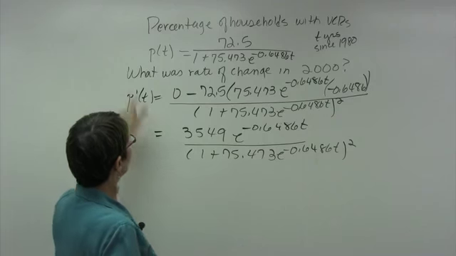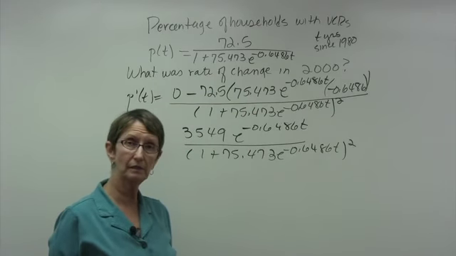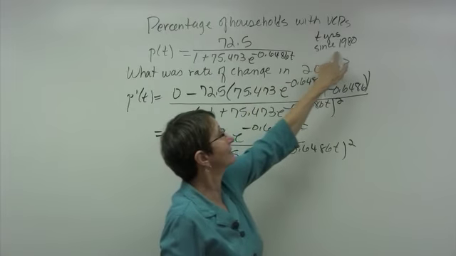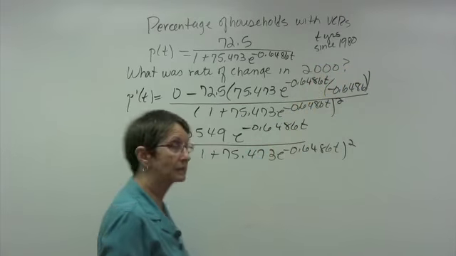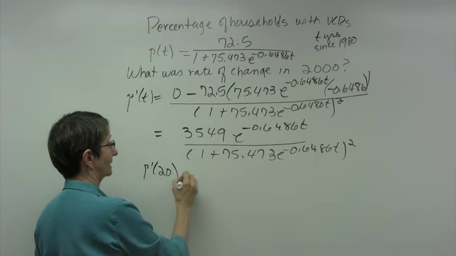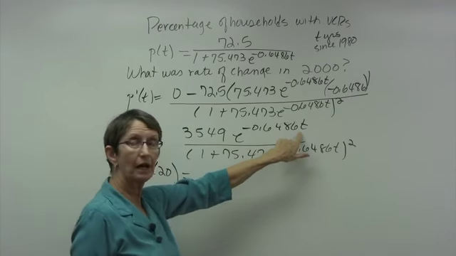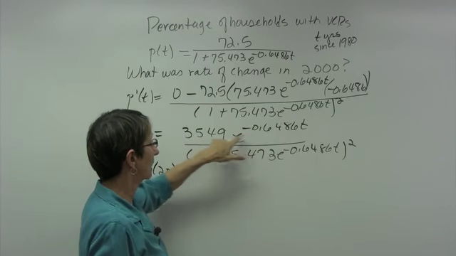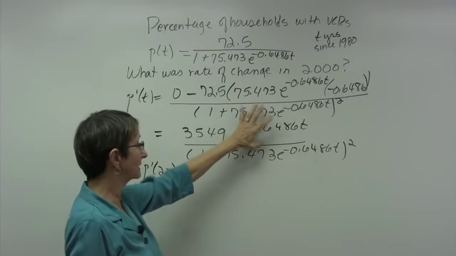And we want to know the rate of change in the year 2000. I have found the rate of change for every year. And since 1980, 2000 would be 20. So I take p prime of 20. So for this t, I'd plug in 20, multiply times the exponent, then find what e to that power is.